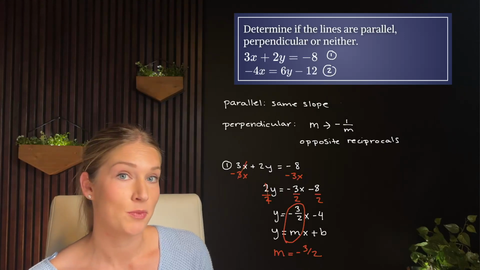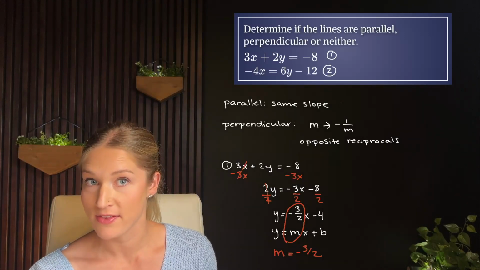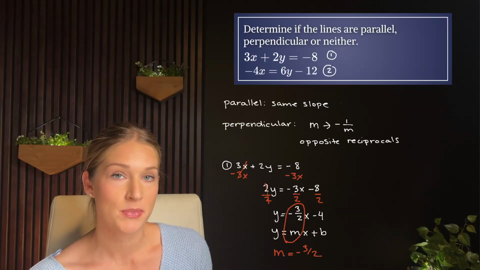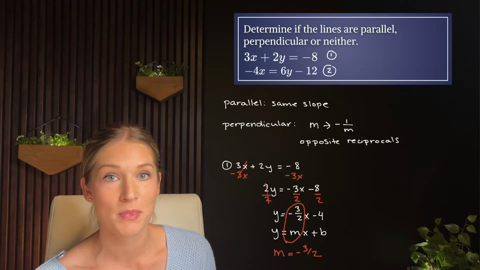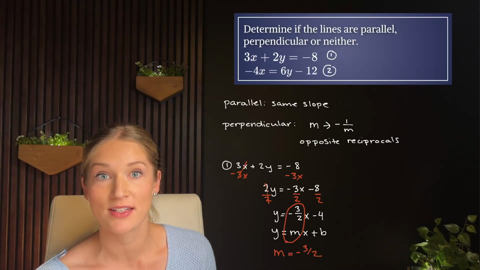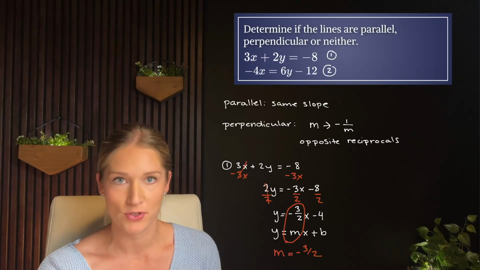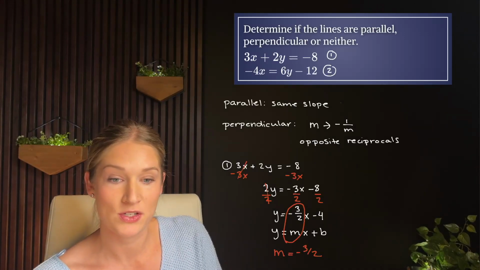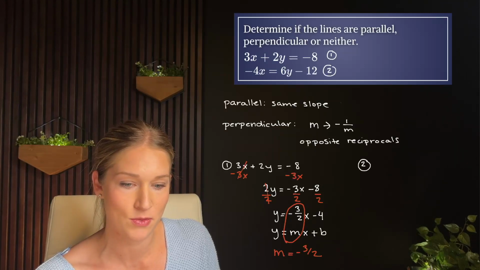If my line is perpendicular to this one, it would be opposite, so positive, and the reciprocal. So I'd flip it over to get 2/3. So parallel would have the same exact slope, perpendicular is going to be positive 2/3, and then maybe it's just neither, which means it's another number entirely. So let me look at equation 2, rewrite it in slope-intercept form, and find that slope.